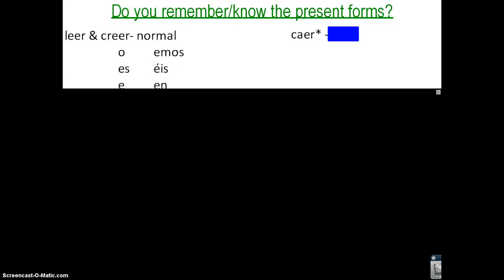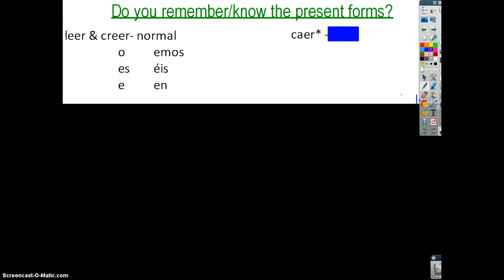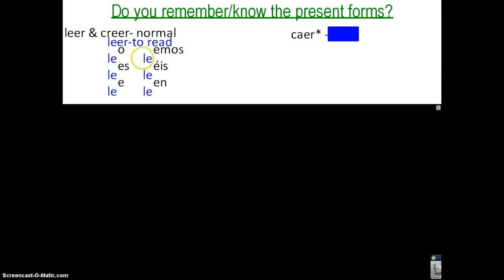ER verbs: o, es, e, emos, en. So if I were to conjugate leer, you guys put down the heading in your notes, do you remember or know the present forms? You're going to write leer and creer, totally normal. You're going to, in a second, make 3 charts, one for leer, one for creer, and one for caer. And since we said leer is totally normal, students still doubt themselves when they have to conjugate this. What is the stem of leer? Oh, I didn't leave myself enough room. Let's move this. Oh no, not going to work.